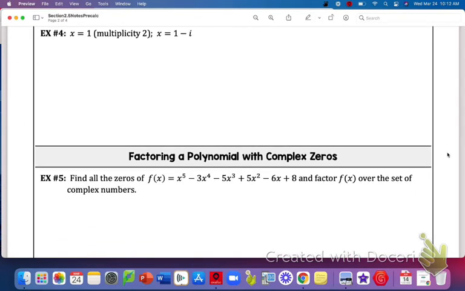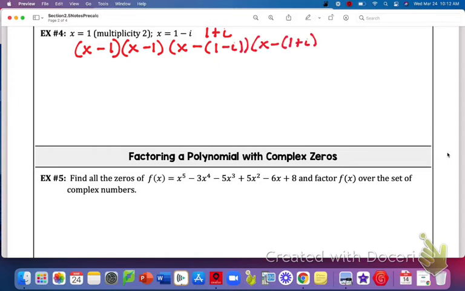We have x equals 1 with a multiplicity of 2. So that means it's happening twice. So my linear factor for positive 1, 0 will be x minus 1. I'm just going to rewrite that twice. And now make sure I do my conjugate correctly. The conjugate of 1 minus i is 1 plus i. So we're going to do an x minus a 1 minus i and an x minus a 1 plus i. So that goes to x minus 1 plus i, x minus 1 minus i.